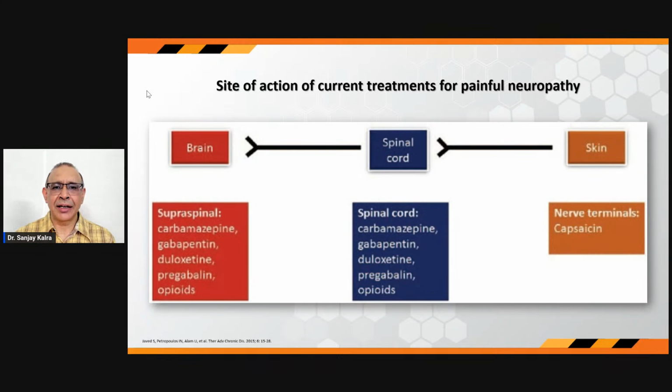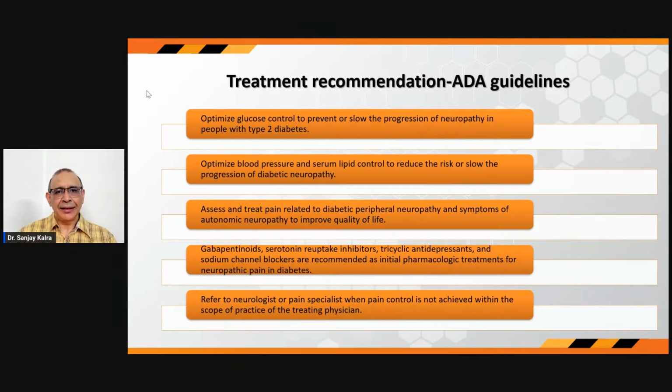Because NSAIDs are not very helpful, we need other drugs. So we use drugs that act upon the brain, upon the spinal cord as well, and sometimes upon the skin, upon the nerve terminals. So let us see what the treatment recommendations are before we create something pragmatic for our OPDs. The American Diabetes Association says that the first thing is to optimize glucose control. Along with that, optimize blood pressure and lipid control. If you optimize blood pressure and lipids, this will also slow down the progression of diabetic neuropathy, along with glycemic care.